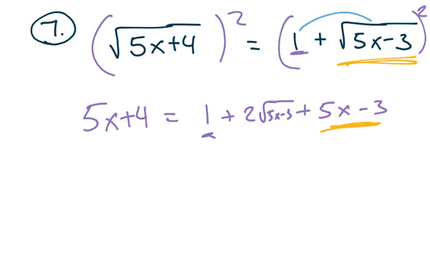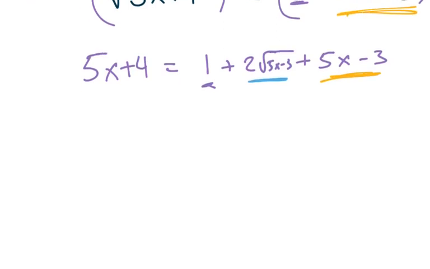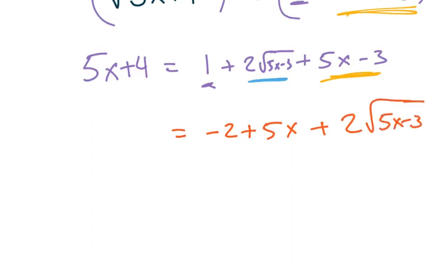Multiply 1 by the square root of 5x minus 3. That's the square root of 5x minus 3. And then double it, so 2 times that. And we're ready to rock and roll with this. So I'm going to go ahead and consolidate terms on the right side. And we get negative 2 plus 5x plus 2 square root 5x minus 3. The left side is still 5x plus 4.